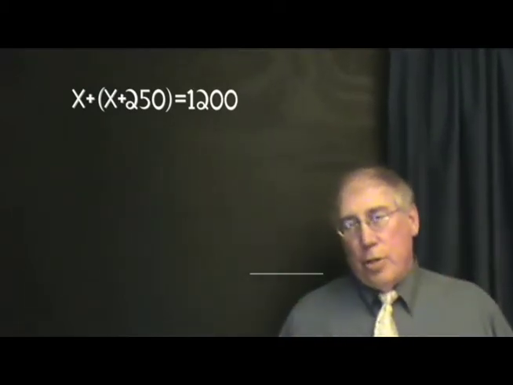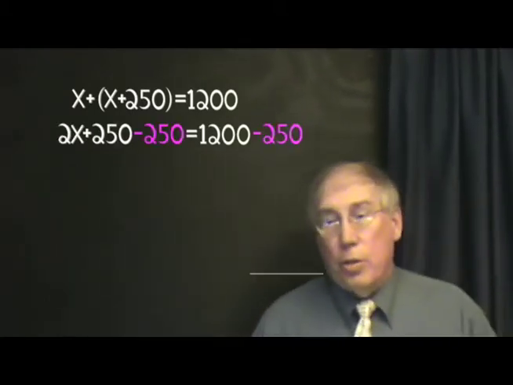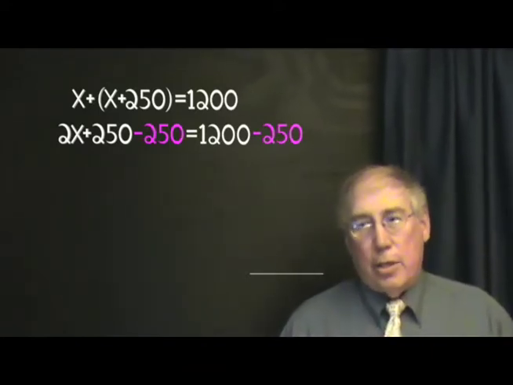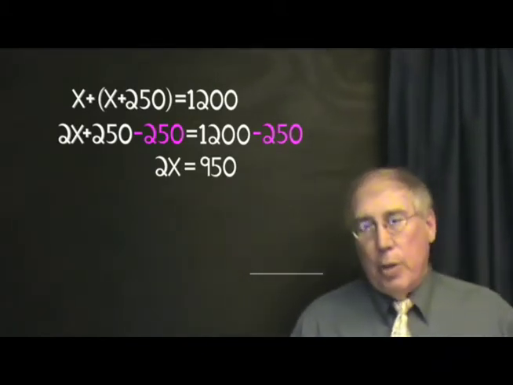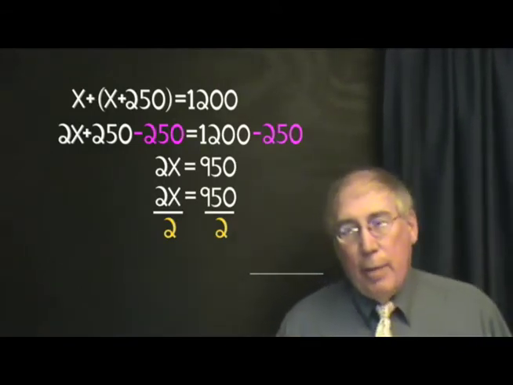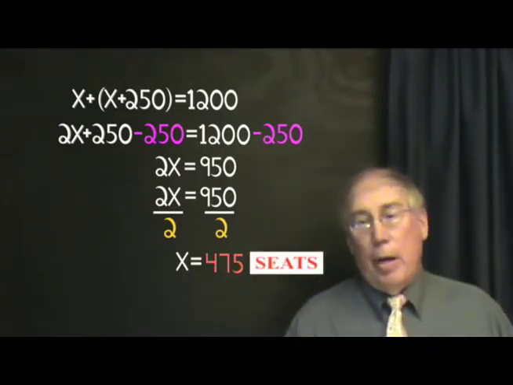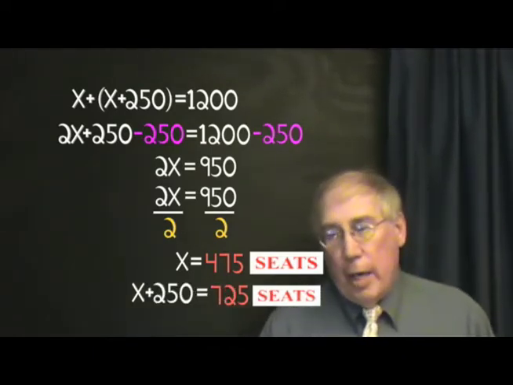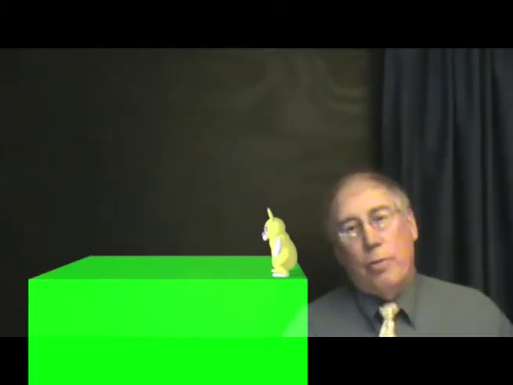So we can just add the two sections together, X plus 250, and that adds up to be 1,200 seats. So let's subtract 250 from both sides there. Get rid of that plus 250 on the left hand side. Then we get 2x equals 950. And then let's take and divide 2 into both sides, and we'll get x equals the number of seats in the balcony, 475. So now let's just add 250 to that, and we'll get the seats in the orchestra section. So it makes a total of 1,200.